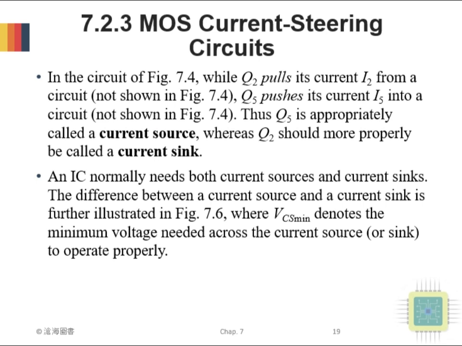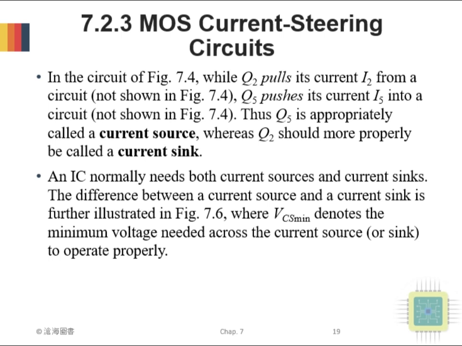In the circuit of Figure 7.4, while Q2 pulls its current I_2 from a circuit not shown in Figure 7.4, Q5 pushes its current I_5 into a circuit not shown in Figure 7.4. Thus, Q5 is appropriately called a current source, whereas Q2 should more properly be called a current sink. An IC normally needs both current sources and current sinks.